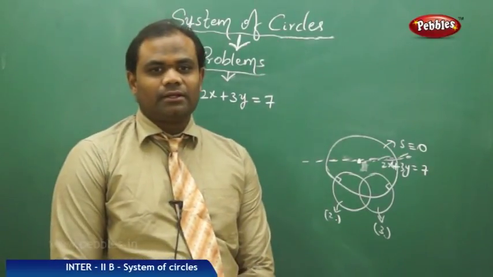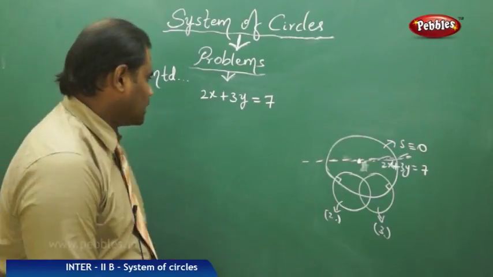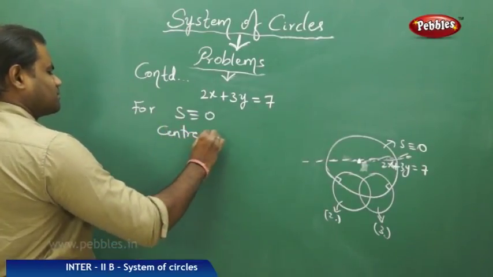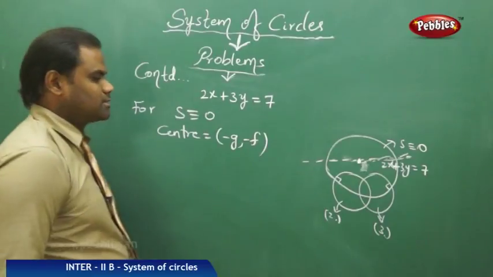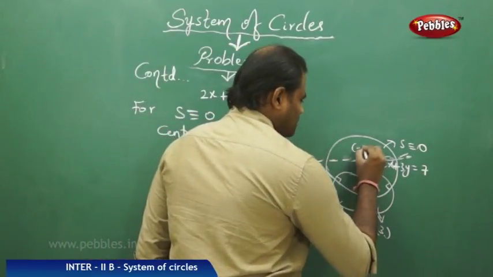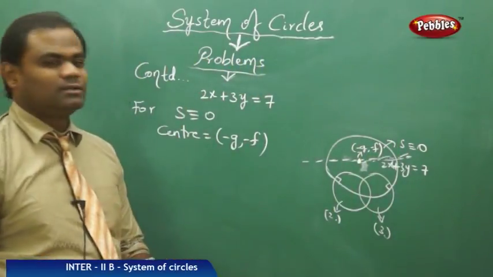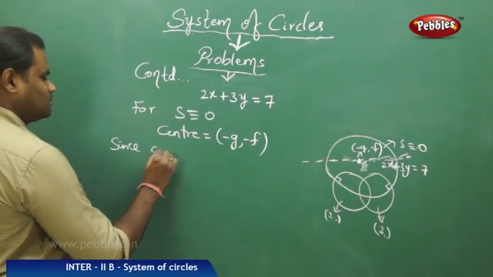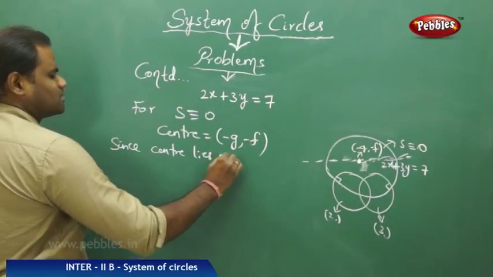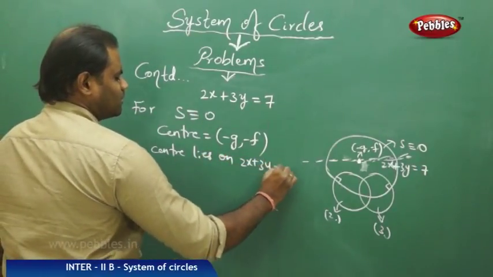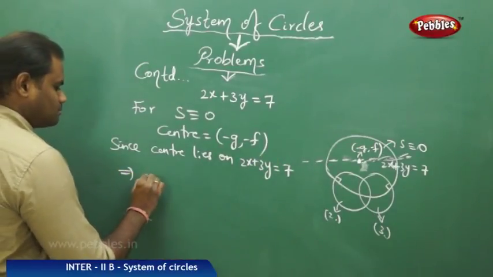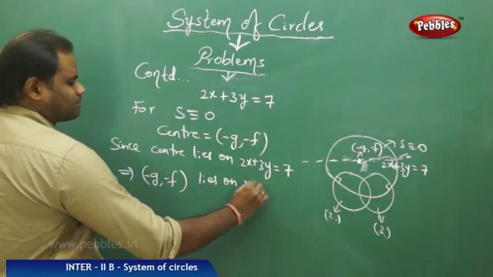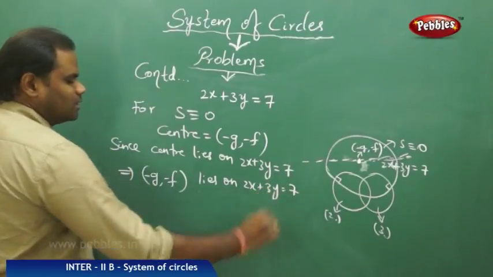So using this straight line, let's see if we can form an equation, where we know that for the circle S equal to 0, the center is minus G, minus F. That is, this center will be minus G, minus F. And using this center, clearly, since the center lies on 2x plus 3y equal to 7, that implies minus G, minus F lies on this, is how we understand.